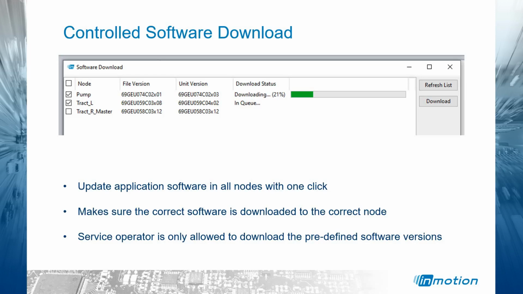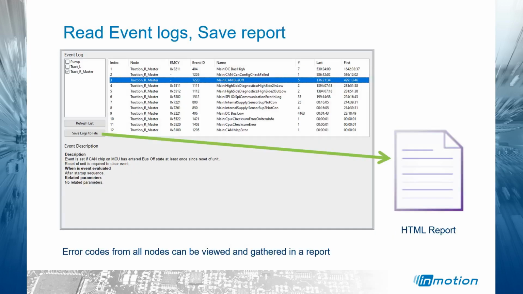When doing a software download, ServiceTool makes sure we do a controlled software download. All nodes can be updated with just one click. And it also makes sure that the correct software is downloaded to the correct node. This means the service operator is only allowed to download the predefined software given by the configurator. Any user can read event logs and error logs, active events and such, and if needed, all logs can be saved to a report file.